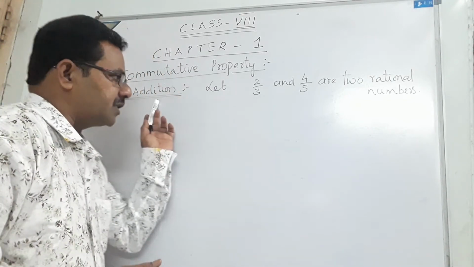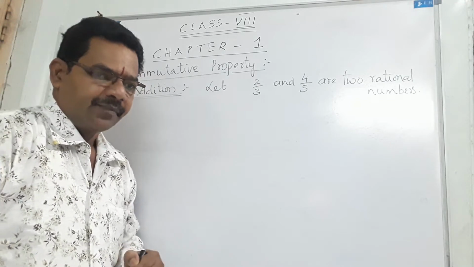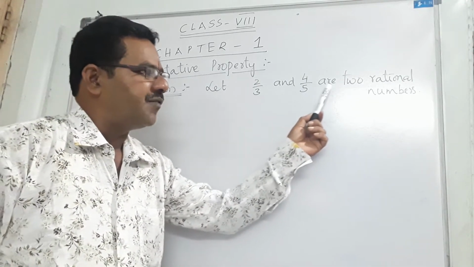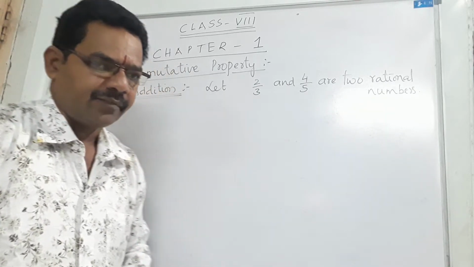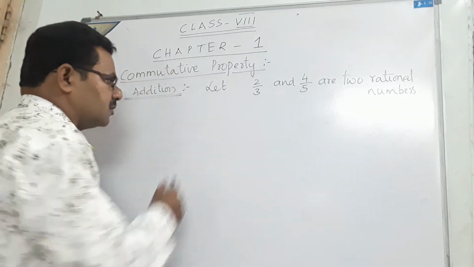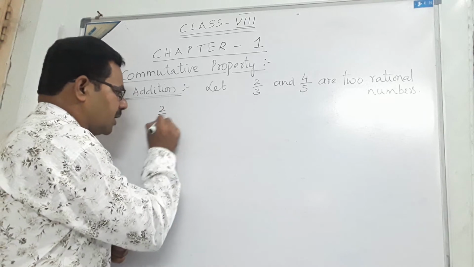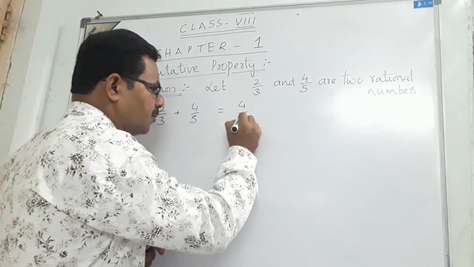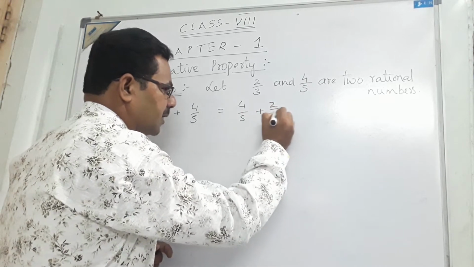Okay, so for example, now we are taking addition. For this we are taking an example. Let 2 by 3 and 4 by 5 be two rational numbers. So we are doing addition, so we have to add these two. 2 by 3 plus 4 by 5 should be equal to 4 by 5 plus 2 by 3.